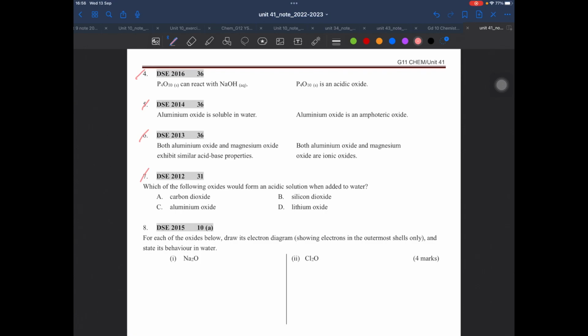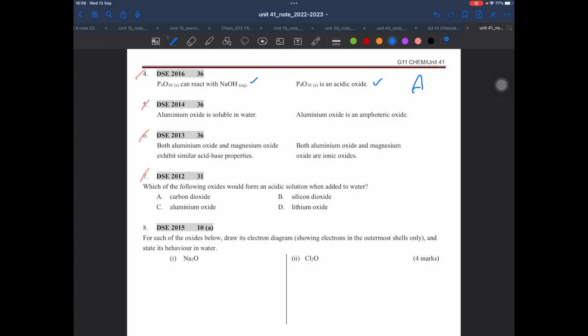First of all, P4O10 can react with NaOH. Is it correct? Yes. Because it's an acidic oxide? Sure. So because this is an acidic oxide, that's why they can react. So the answer is A. Both statements are correct, but the second one is the explanation of the first one.